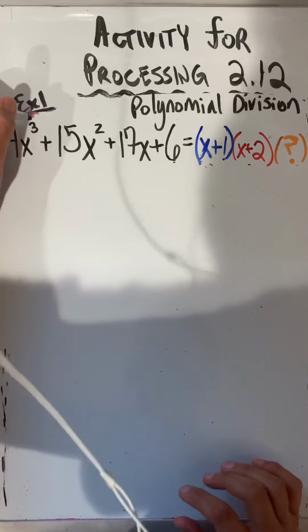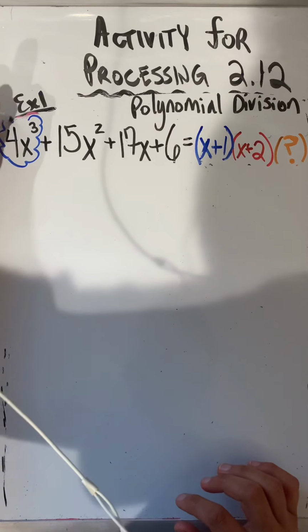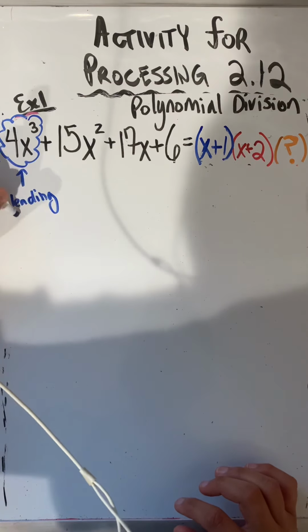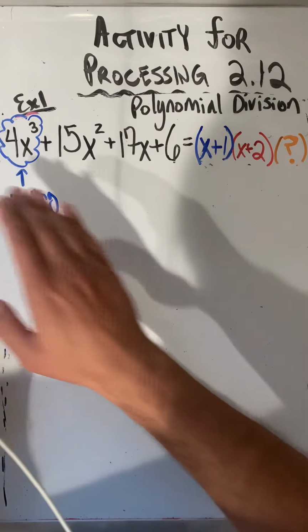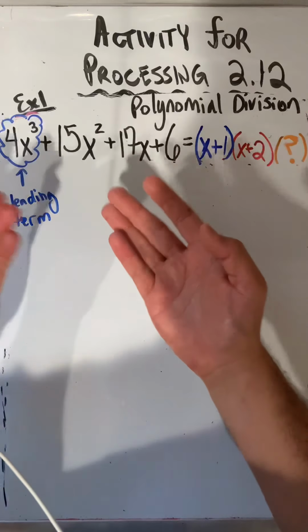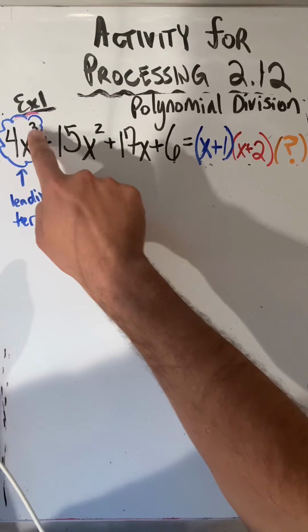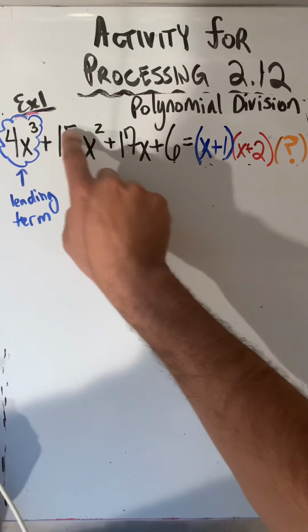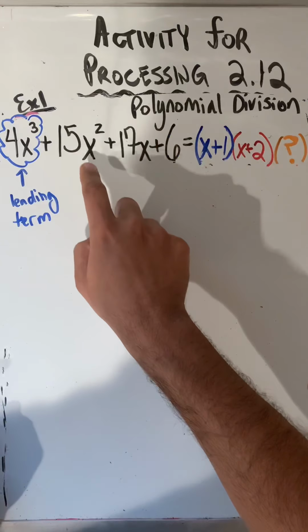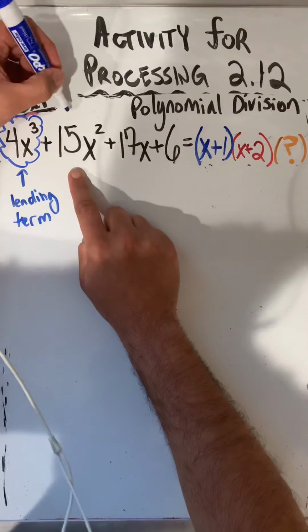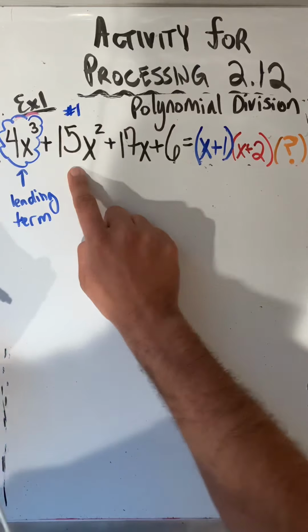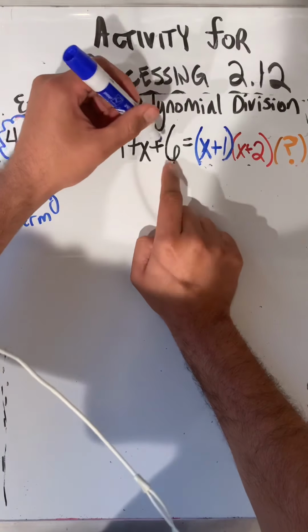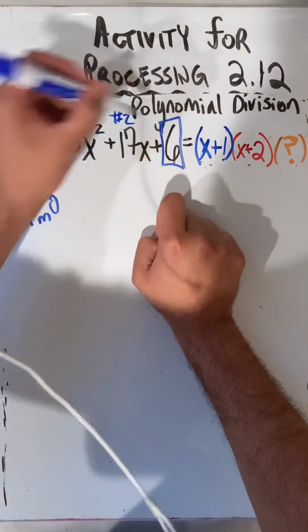So first thing I want to do here is make sure I put a little cloud around the leading term. This is the leading term. You can always find the leading term of a polynomial by looking at where the term with the highest exponent is located. So we got an exponent of 3 here, which is the highest exponent out of all of these terms. Next, the second term, I'm going to call number 1. The third term, 17x, I'm going to call number 2. The last term, the constant, I'm going to put a square around.